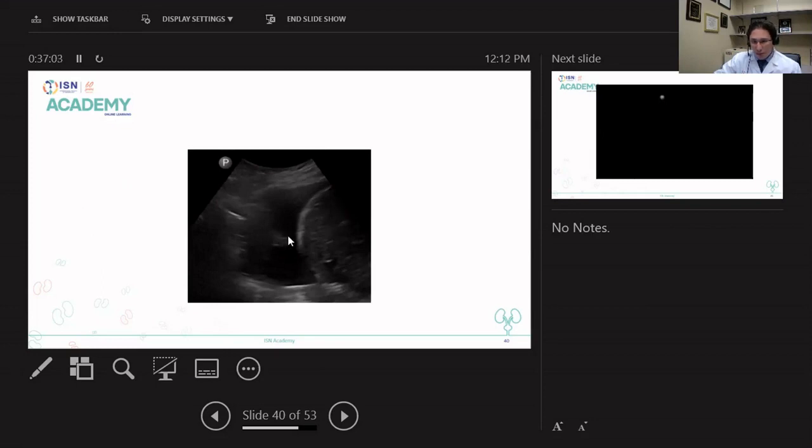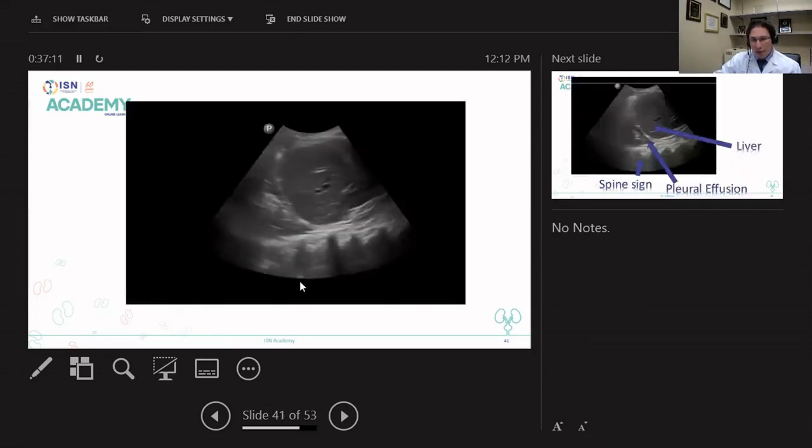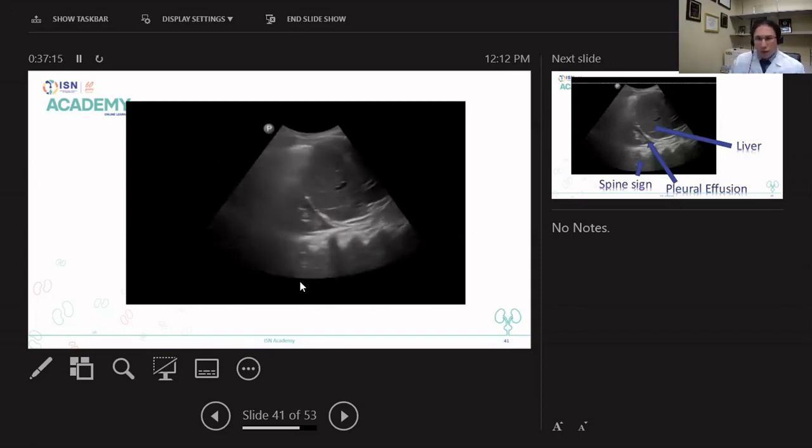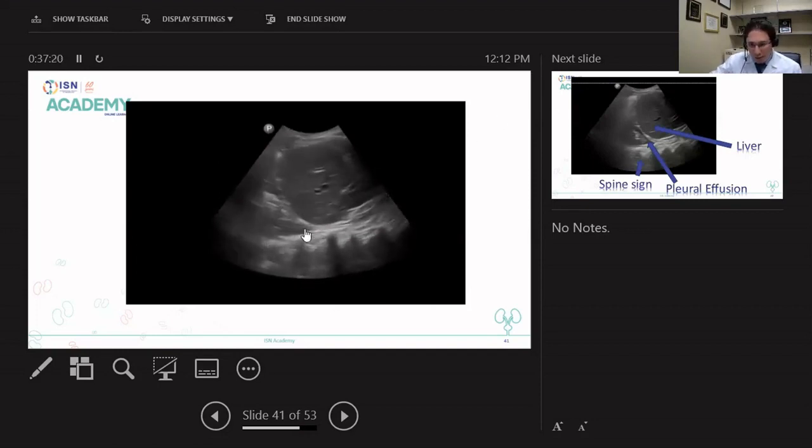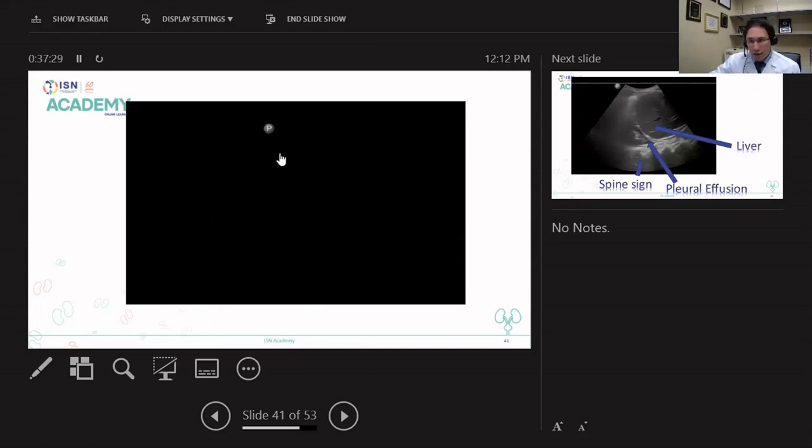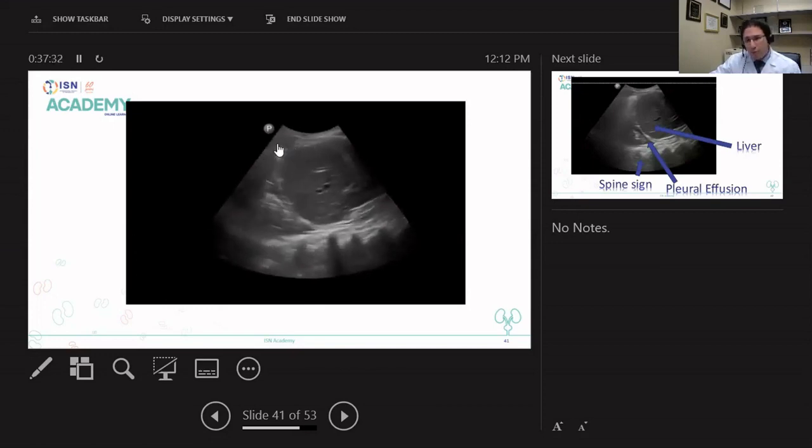Here is part of the lung. I really like this image because it shows a couple of things. It shows the liver. It shows the diaphragm. It shows a little bit of a pleural effusion here, and you see the actual parenchyma of the lung inside of it. And you see something known as the curtain sign, that as the patient's breathing, the normal lung is coming over the diaphragm. So you see it here. That's the curtain sign. It also shows the spine sign.